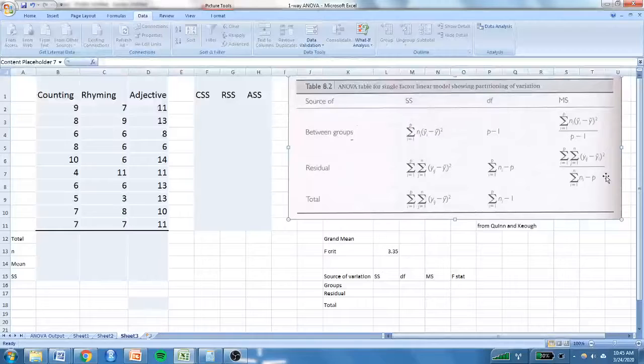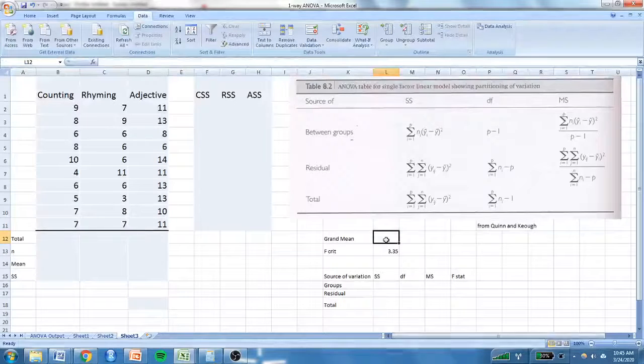So let's do it step by step. First thing you'll want to do is calculate means first. So the grand mean is simply all of these observations added together and divided by the total number of observations. So that would be this total over 30, which is 8.3.